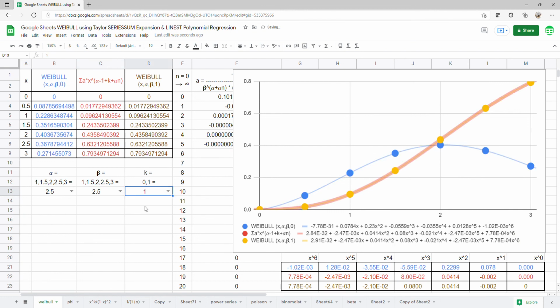This completes the use of the Taylor series expansion in SERIESSUM and LINEST polynomial regression to generate the trend line of the Weibull function, both in the probability density function and the cumulative distribution function.